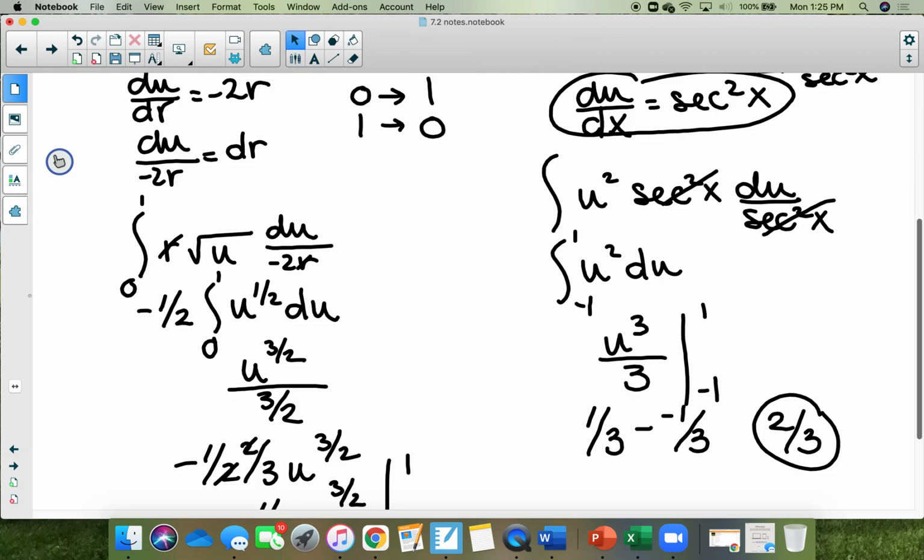And those are all the notes for 7.2. We basically did the same thing over and over again, but with lots of examples.